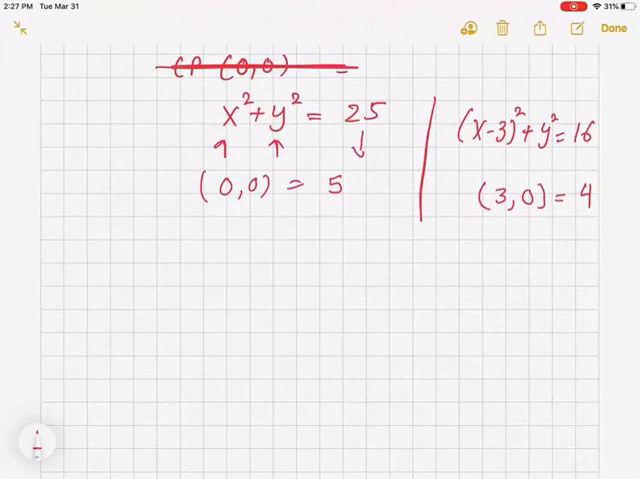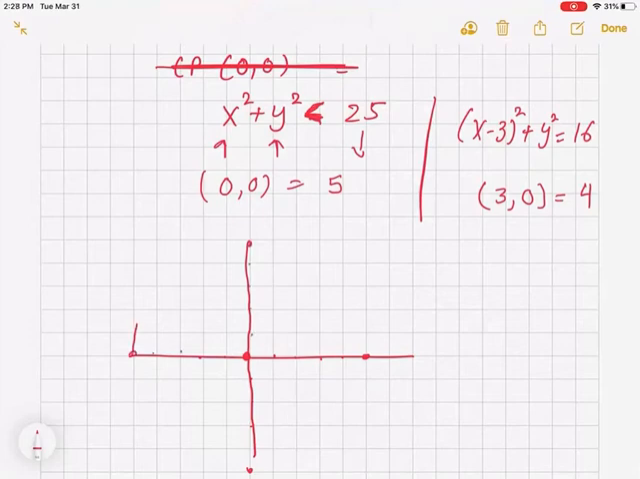So let me just make it into an inequality. Let's just say this is less than, just less than. In order to graph, I would start off with my center point, which is at 0, 0. And from there, I would go 5 units in all 4 directions. 1, 2, 3, 4, 5 here. 1, 2, 3, 4, 5 here. 1, 2, 3, 4, 5 here.